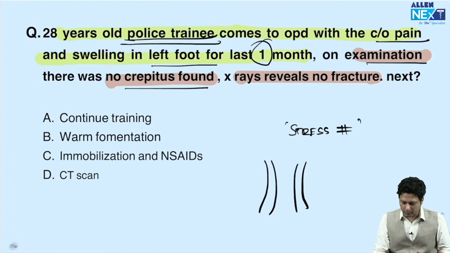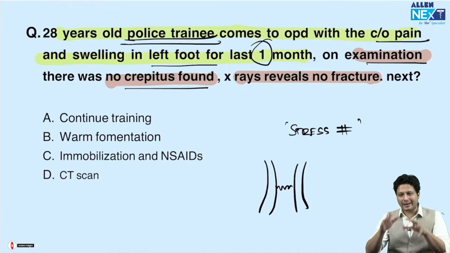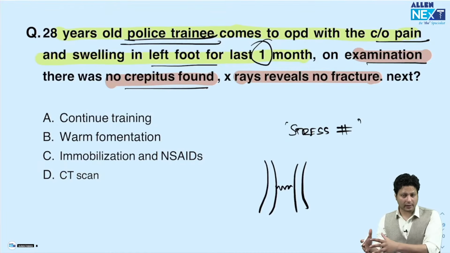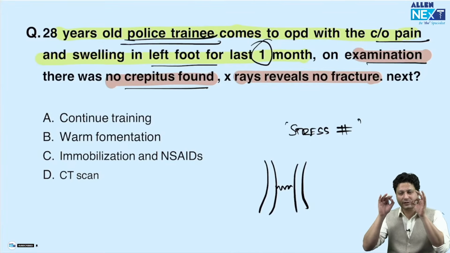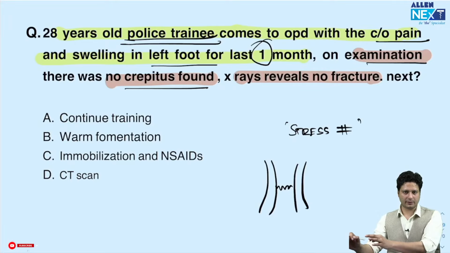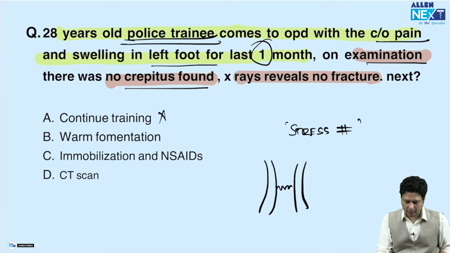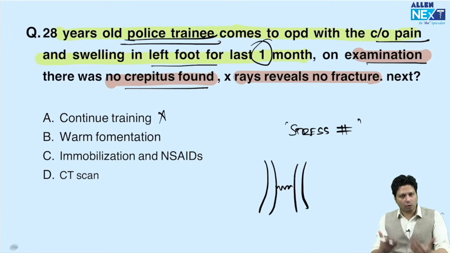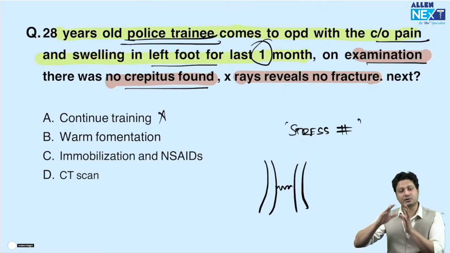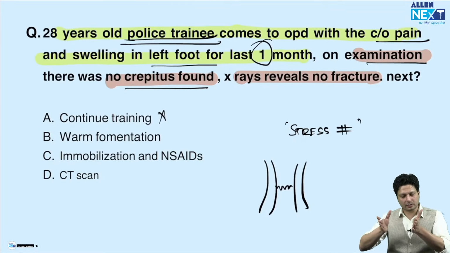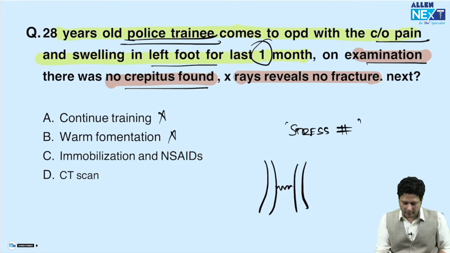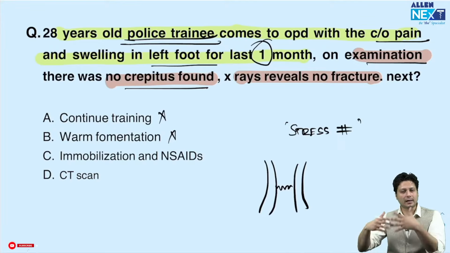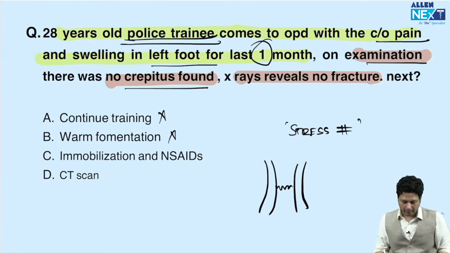Why are you not ruling it out? Because the cortex is not broken. It is the break which has started to happen at the medullary level. The cortex is not yet encroached, but it is considered to be a stress fracture which requires rest and immobilization. So what next? Continue training? Obviously not, because now you know that the development of the fracture has already started, but it has not extended up to the level of the cortex. You will ask the patient to take rest. Warm fomentation will further initiate the inflammatory process, and it is going to be more painful with more swelling eventually.